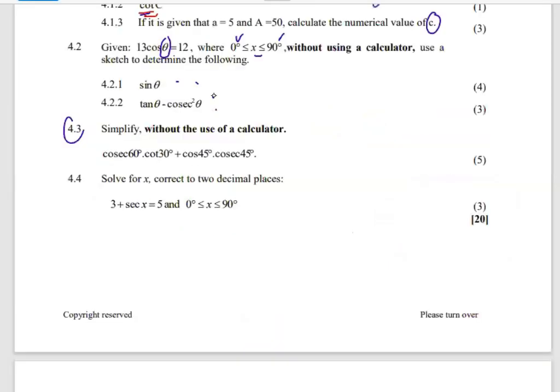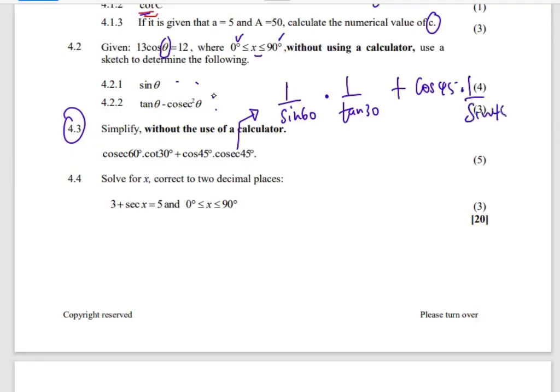All right, then 4.3, they want us to simplify this. We have the cosec of 60, cot of 30, cos 45, and then cosec of 45. So we're going to use what we call the special angles. So cosec is the same as 1 over sine of 60. Cot is the same as 1 over tan of 30. Then that's the cos of 45 multiplied by the cosec, which is 1 over sine of 45.